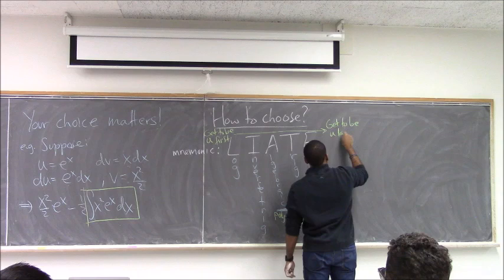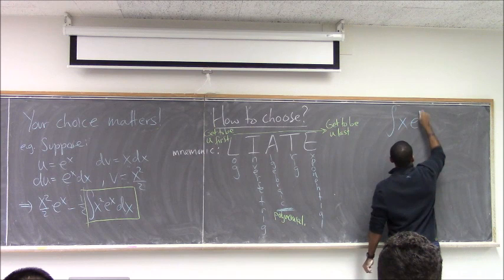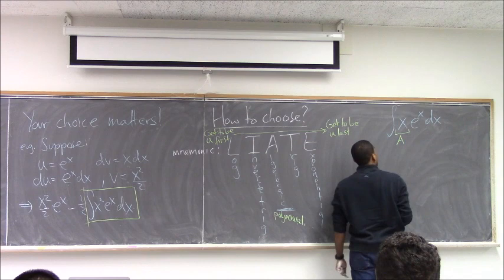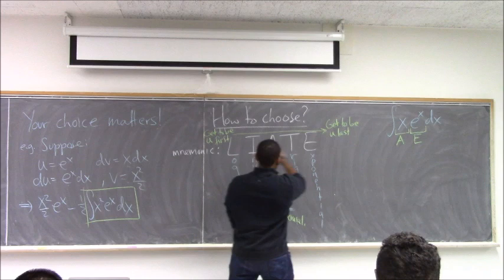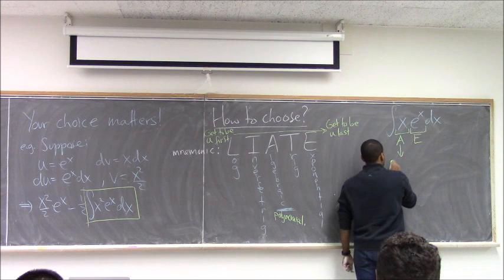So, if you look at the x e to the x integral, you will notice that the x falls in the A category, the e falls in the E category. And according to LIATE, A shows up in the list before E. So this guy chooses this for you.